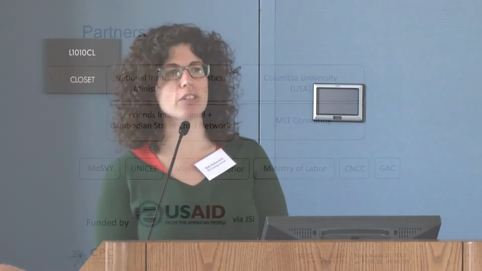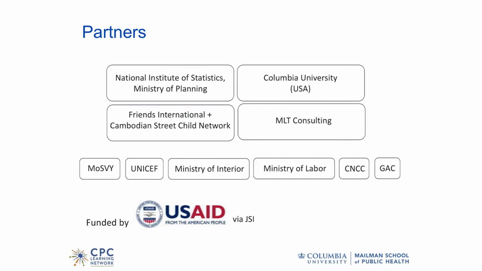Okay. So this was very much a collective effort, and it was led by Columbia in conjunction with the National Institute of Statistics, which are a really great partner to have involved in this. And we also got a lot of technical support from a Cambodian consulting group called MLT. And for the homeless component, we partnered with an NGO called Friends International. So those were the key partners up at top.